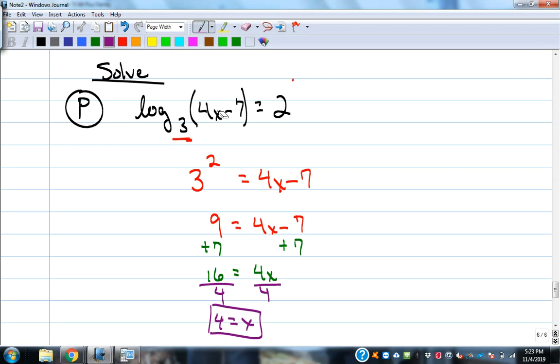So if I plug in 4, that's going to be 4 times 4 is 16, minus 7 is positive 9, which is okay to take the log base 3 of. Okay, so when you get an answer, check it back in the original problem that has a log in it, and make sure you're not taking the log of 0 or a negative number. If you are, then throw that answer out. It is an extraneous solution, meaning you found it, but it doesn't work in the original problem. Okay.